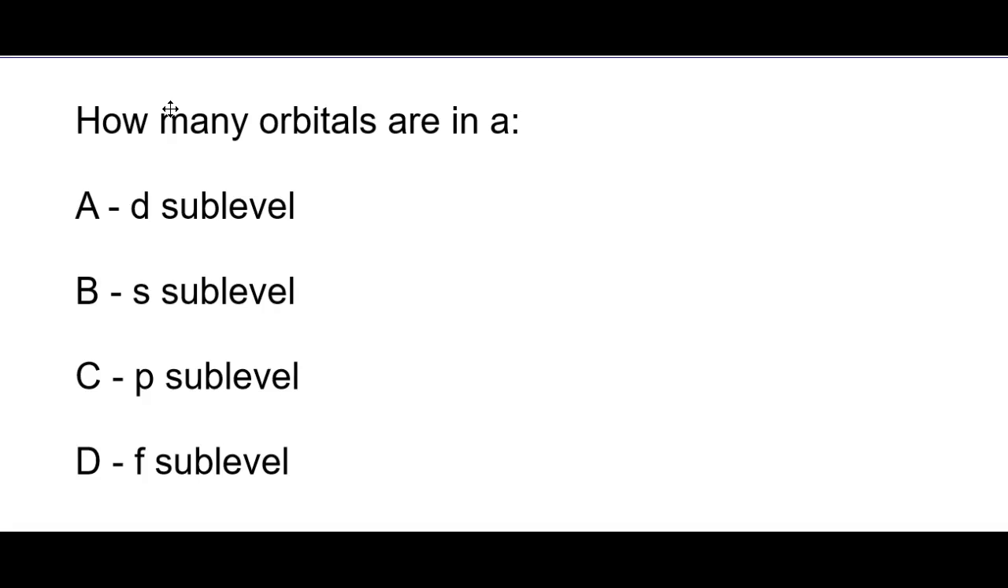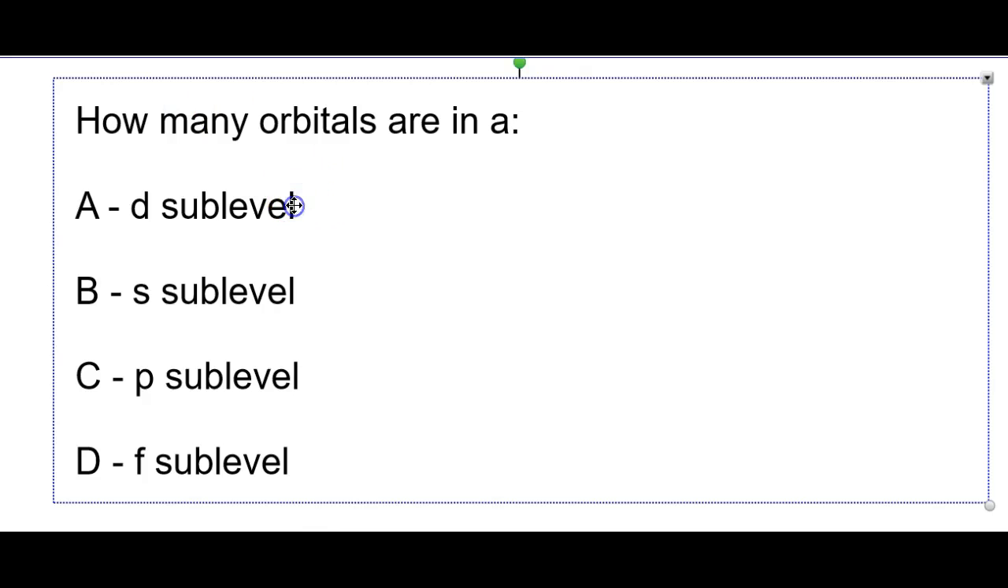How many orbitals are in a D sublevel? Remember that the sublevels have the same number of orbitals as we colored on the periodic table. So there are 5 D sublevels, or I could call this word orbital. I can interchange the word sublevel or orbital. There is 1 S sublevel. There are 3 P sublevels or orbitals. And there are 7 F sublevels or orbitals.